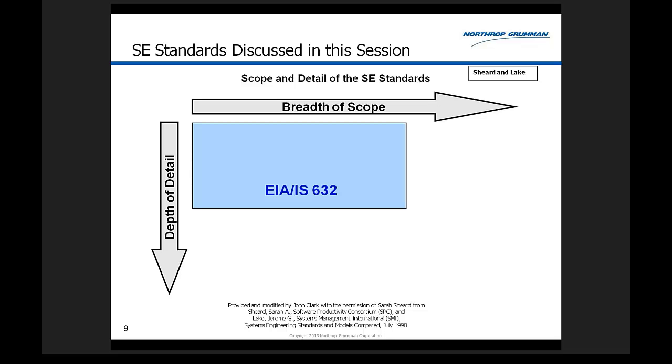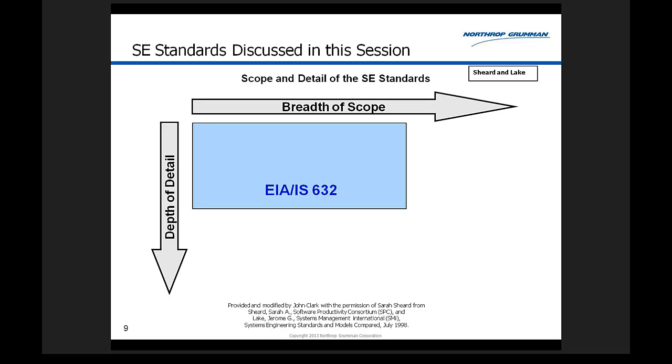Now, the first standard, the EIA Electronic Industries Alliance Interim Standard IS 632, was published in 1994, and it was a successor to the unpublished MIL Standard 499B, which got killed by Secretary Perry, and we'll tell you more about that. It got caught up in standards reform, and so a lot of work had been done on it. And so the Electronic Industries Alliance saw its value, and they got together with IEEE and INCOSE and published this Interim Standard 632.